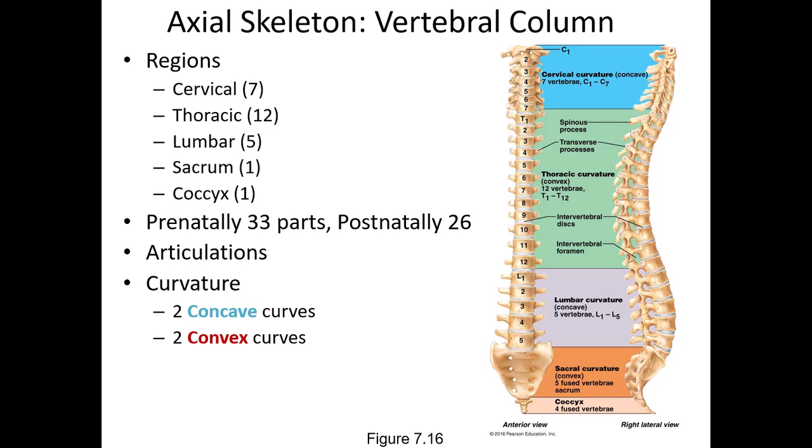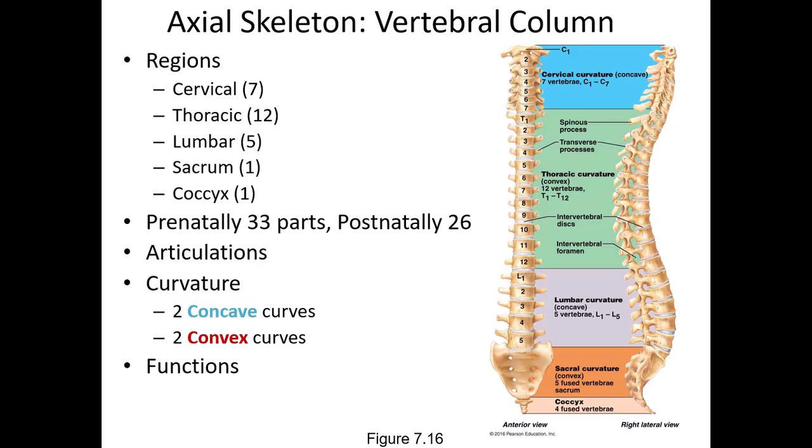And then the sacrum has a natural outward curvature. Those inward curves are called concave and outward curves are called convex. So cervical and lumbar regions are concave, thoracic and sacral regions are convex. We can describe 2 of these curves as primary and 2 of them as secondary.